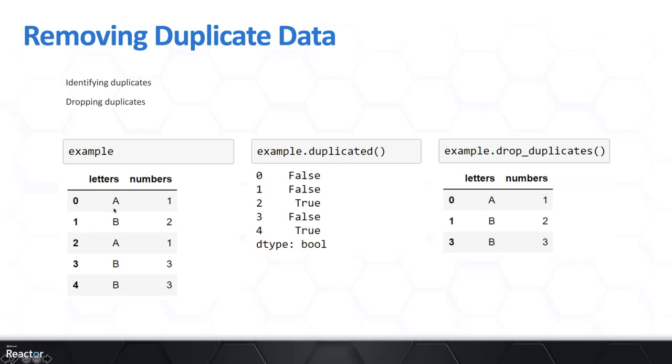So in this case, notice A1 in row 0 and A1 in row 2 are considered duplicates. The first time we see it, it is not a duplicate, but the second time we see it, it is considered a duplicate. And then notice B3 back to back. First time it's not a duplicate, the second time it is. So once we drop the duplicates, just like you can drop missing results, then you will be able to have a unique per row set of data elements.